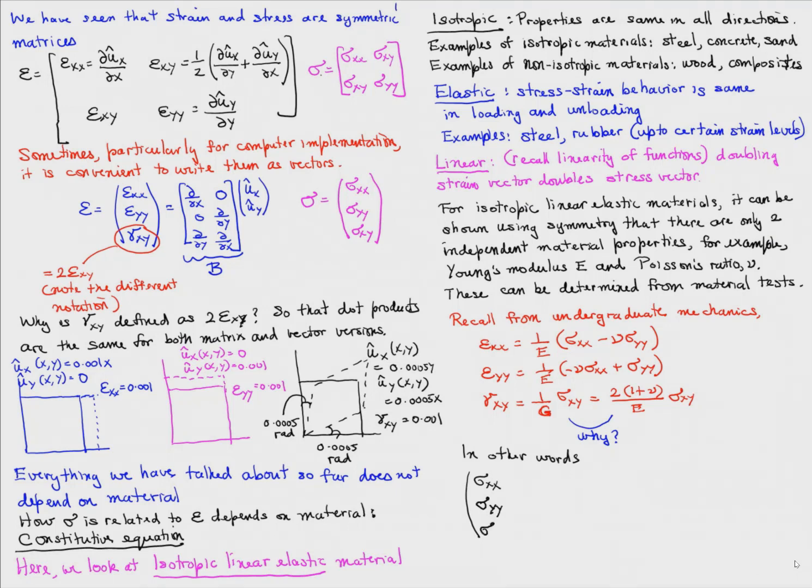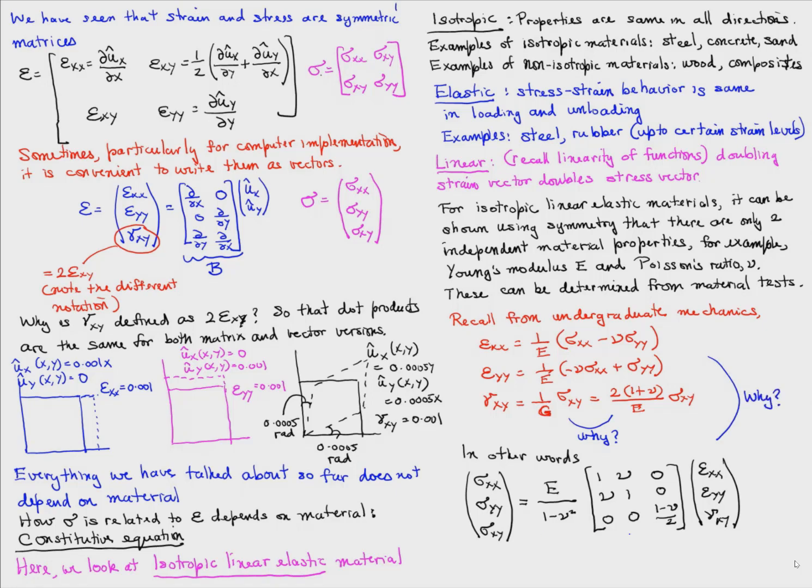We can also write these equations in the other form with the stress vector on the left-hand side. And this matrix is called the constitutive matrix, which, as before, we will denote by the symbol script E.